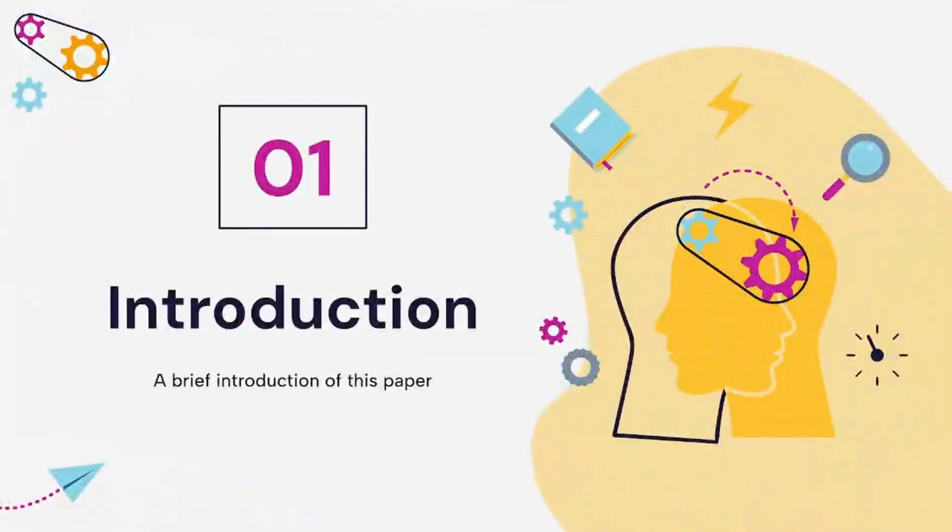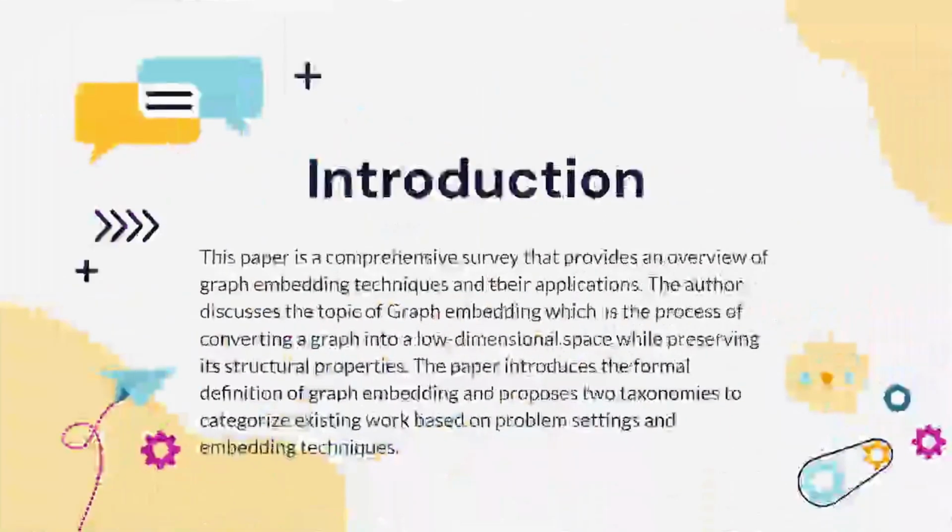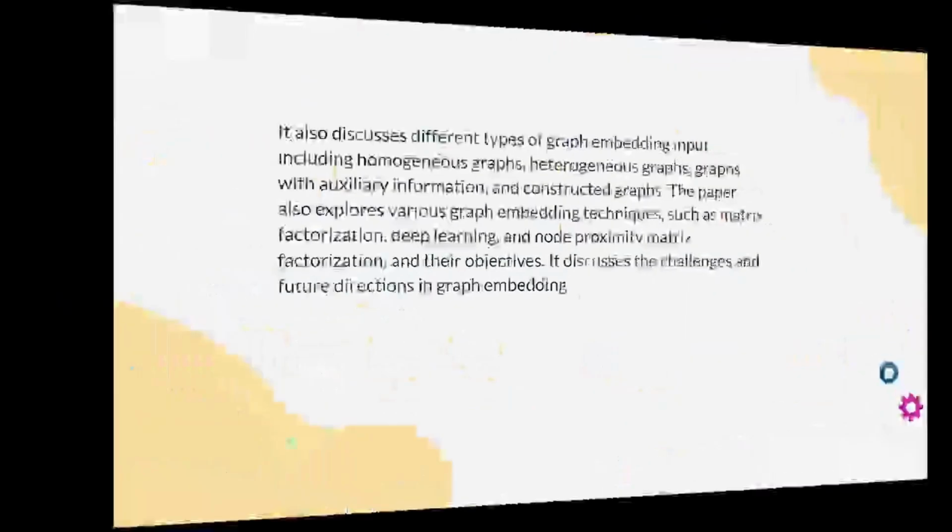So moving on to the introduction part of this paper. This paper is basically a comprehensive survey that provides an overview of the graph embedding techniques and their application. The author of this paper discusses the topic of graph embedding, which is basically a process of converting a graph into a low dimensional space while preserving its structural properties. Now, the paper introduces the formal definition of graph embedding and proposes two taxonomies to categorize the existing work on a problem setting basis and embedding techniques.